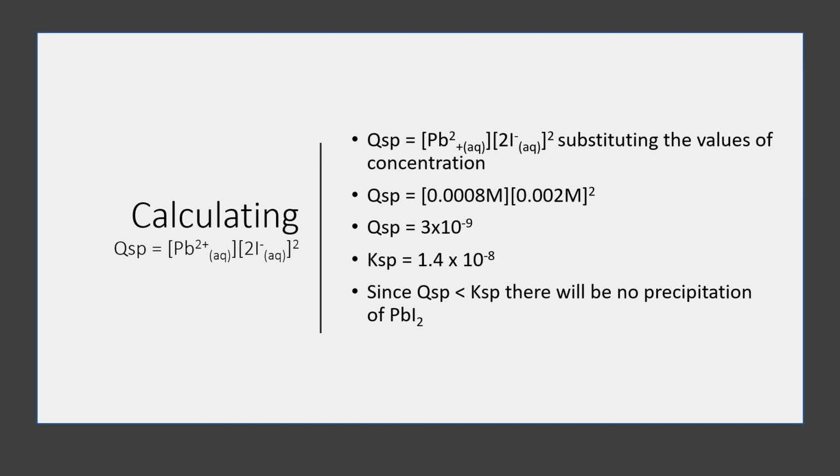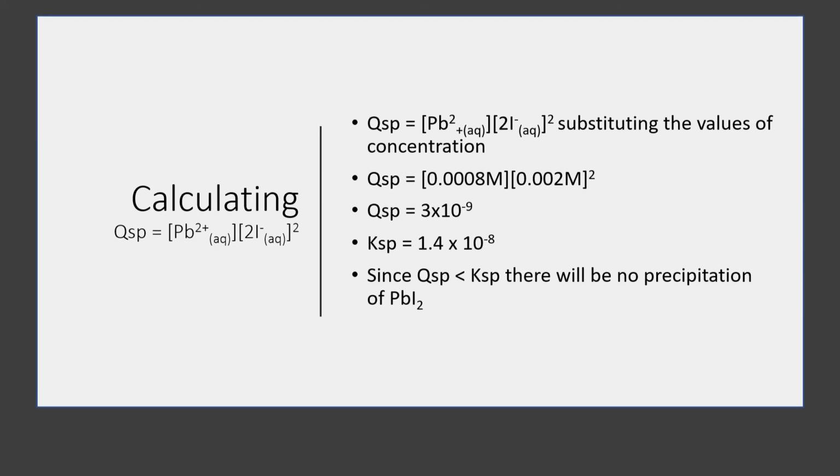Since QSP is less than KSP, it doesn't satisfy the condition that ion product should be greater than solubility product for a precipitation to occur. If QSP is less than KSP, we have an unsaturated solution of lead iodide and we will get no precipitate. That's what this means. Every time the value of QSP is greater than KSP, the solution will be saturated. So that's how we solve a problem predicting precipitation. This is the third type of problem that we have seen today.